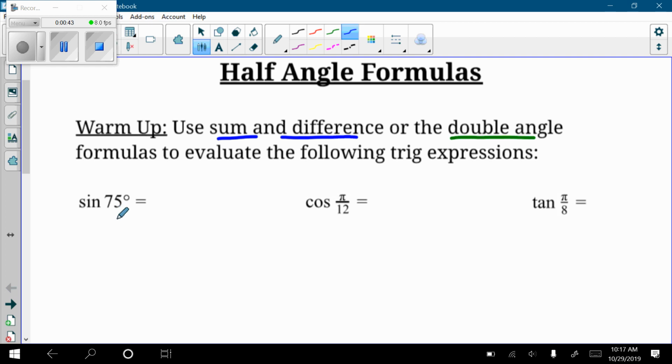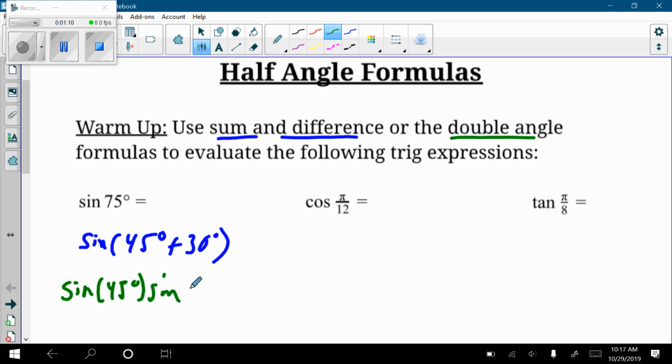So if I look at this first one, I'm doing the sine of 75 degrees. I'm thinking, it's not on my unit circle. 75 degrees is not on my unit circle, but it's the sum of two things on my unit circle. So 45 degrees is on my unit circle, 30 degrees is on my unit circle. I'm going to write it like that because then I can use my sum formula. So I'm going to grab my pink sheet. I can split it up like this and use my sine sum identity.